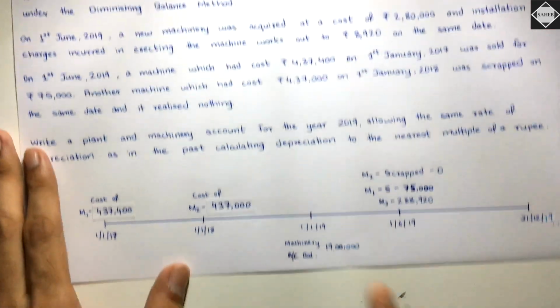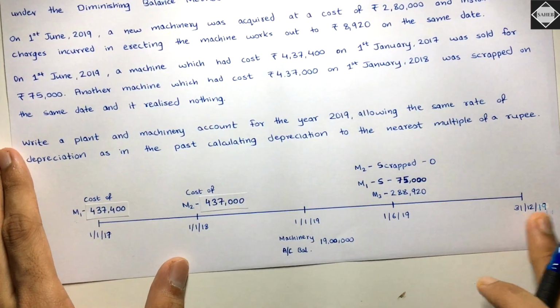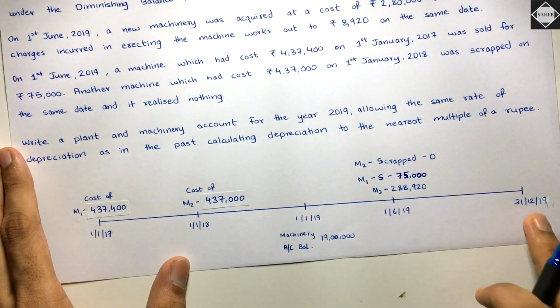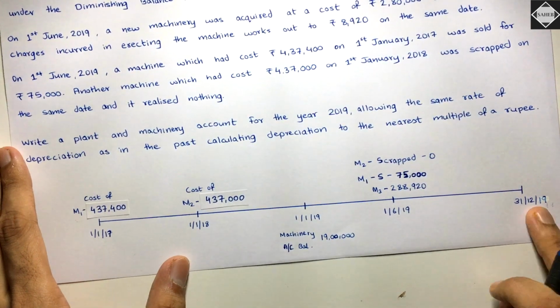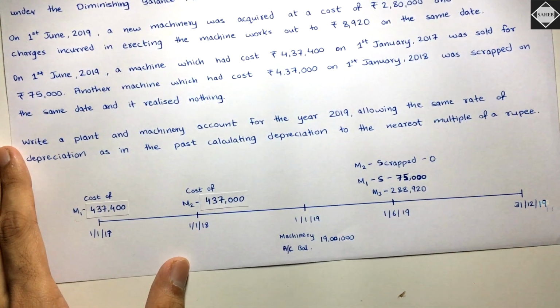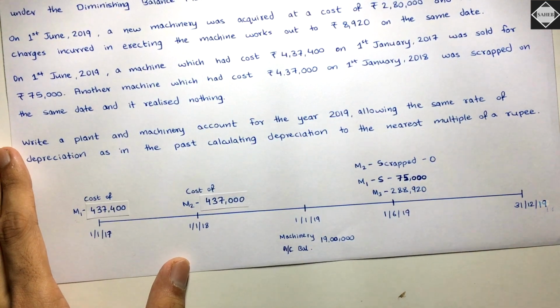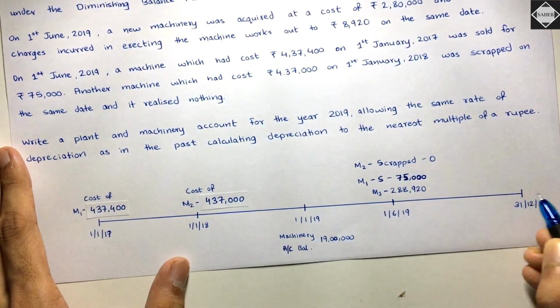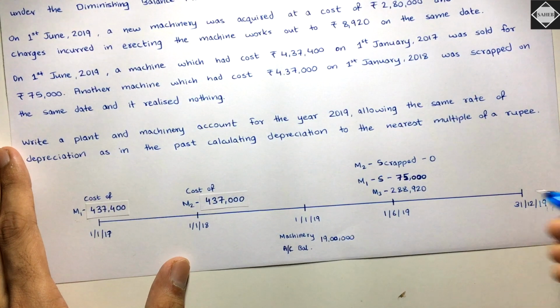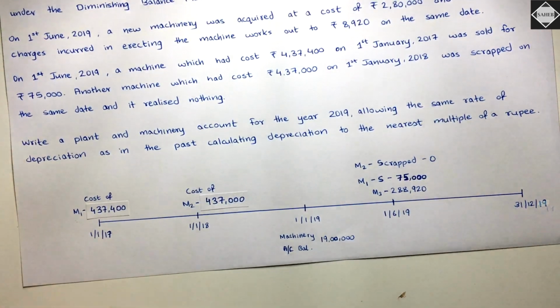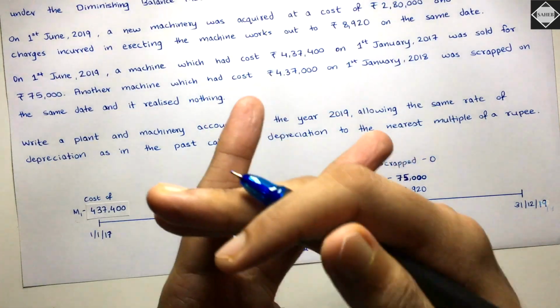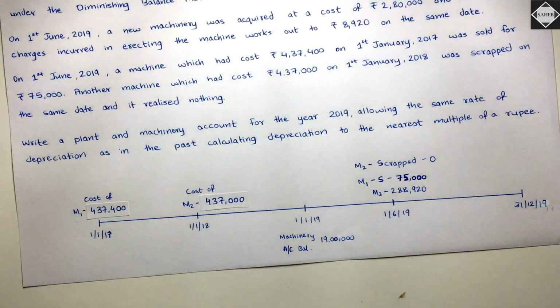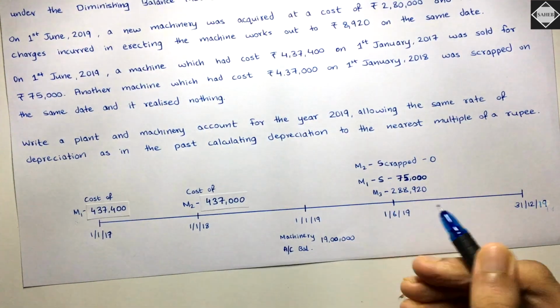And then what will happen? Come to the year ending of 2019, 31st December 2019. So at the year end, what do you do? You charge depreciation normally, right? So you have to charge the depreciation on the assets which you still have at the year end. So at the year end, what do you have? Do you have M1, M2? No, these are sold, right? M1 and M2 are not there. They are disposed of. What do you have then? You have M3, isn't it?